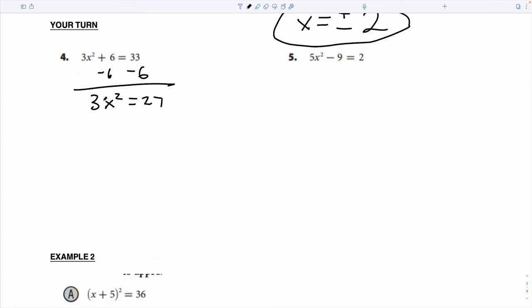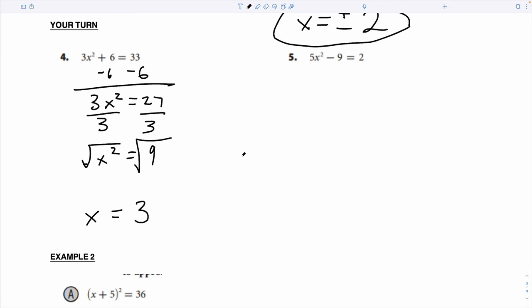All right, give me the answer for number 4. We'll work backwards. It would not be just 3. X squared equals 9. But then we have to find the square root, right? Yep. And what would the answer be?